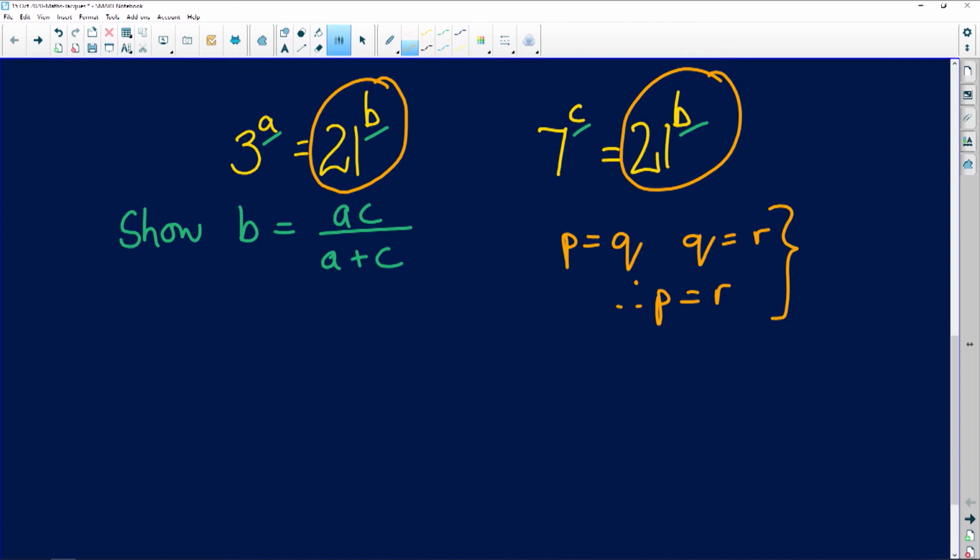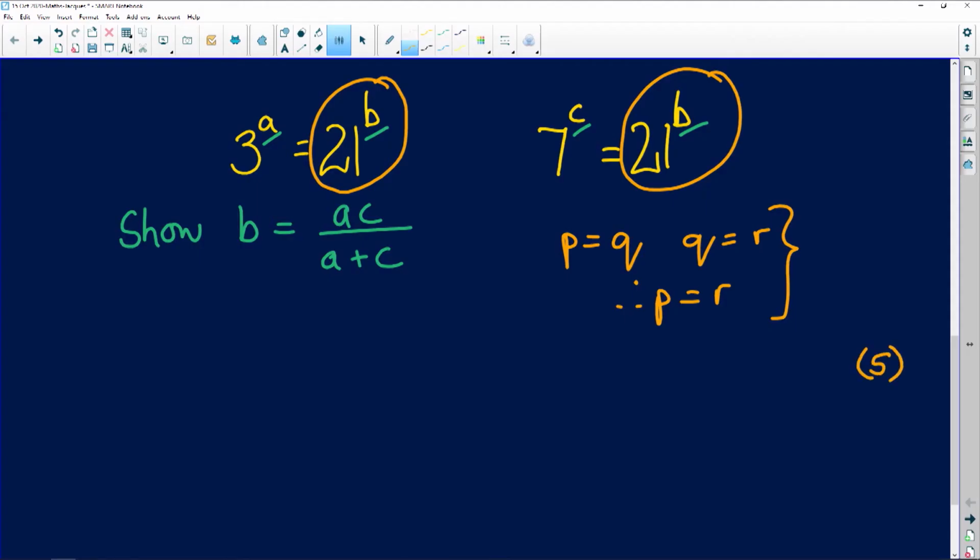So I can use the fact that 3 to the A is equal to 7 to the power of C if I want to. Another way to get to those powers, because these bases are clearly different, is to apply logs and log laws if you want to. Okay, you don't have to. Here's the beauty of this question. This is why it is for 5 marks.